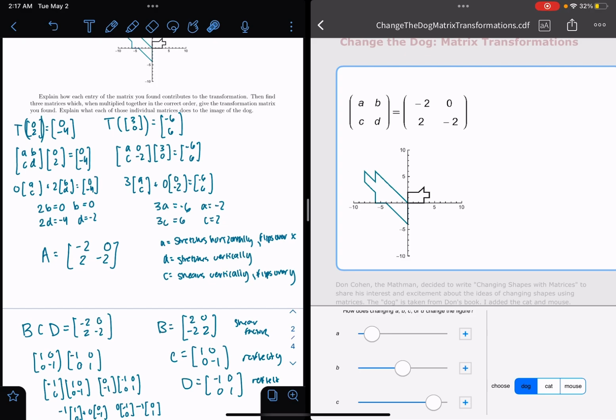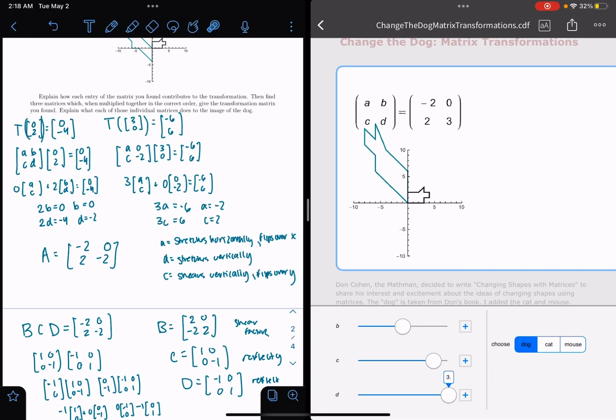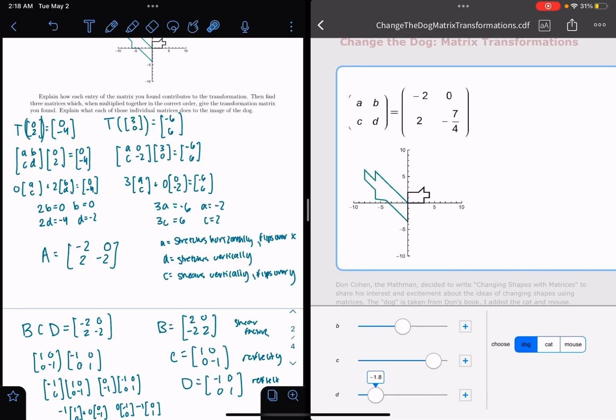And then D affected the vertical stretch. Oh, that's not what I meant to move. B 0. Did not mean to move that. D is what's stretching this thing up vertically. So I'll go ahead and move it back to where it was before.